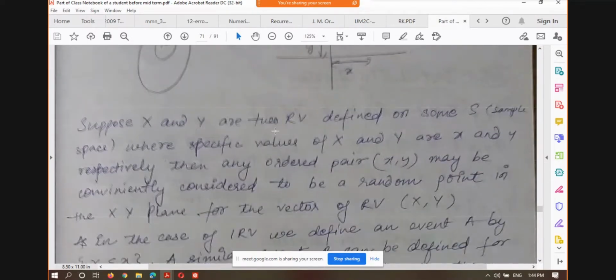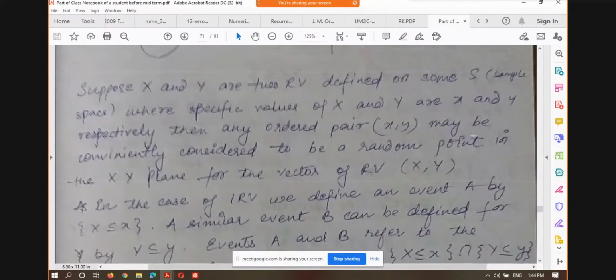So suppose X and Y are two random variables defined on some sample space, where specific values of X and Y are x and y respectively, then any ordered pair (x, y) may be conveniently considered to be a random point in the xy plane for the vector random variable (X, Y). Sometimes we have more than two also, like X, Y, Z or X1, X2, X3. So sometimes we call it a vector of random variables.